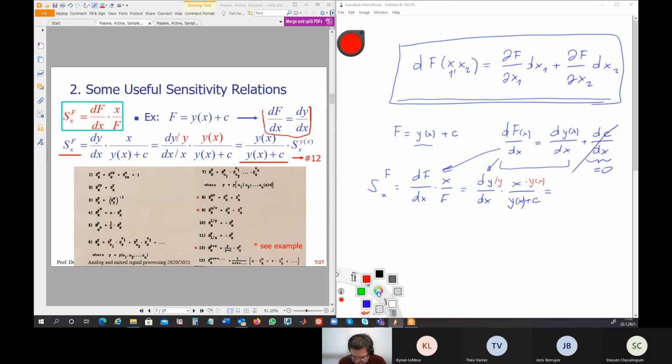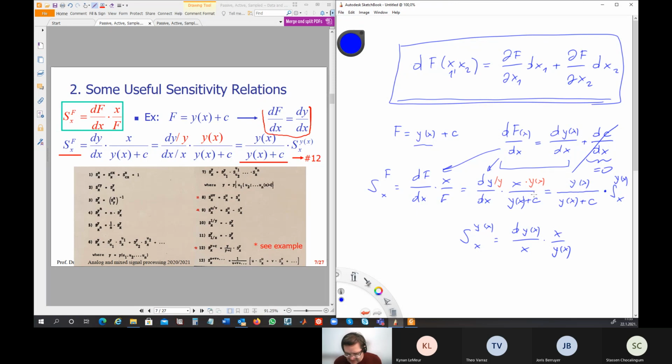What you will have is y of x plus c, multiplied by what is left. This is y. What is left is S y of x to the x. What is S y of x to the x? This is dy of x to the x times x over y of x, which is what is left here. Okay, so you can check. So this is a very simple derivation of the rule.